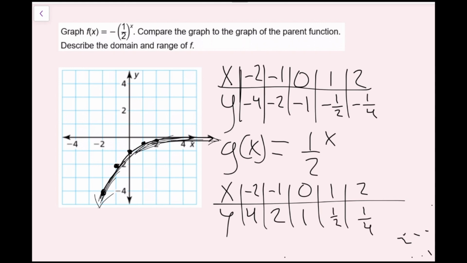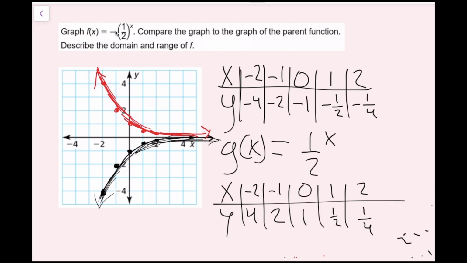Okay, now I'm going to plot these. I'll plot these in red. So now I'm going to sketch my curve through this. Okay, and if you see, I forgot my arrow here. And if you see here, this is a reflection in the x-axis, which makes sense.